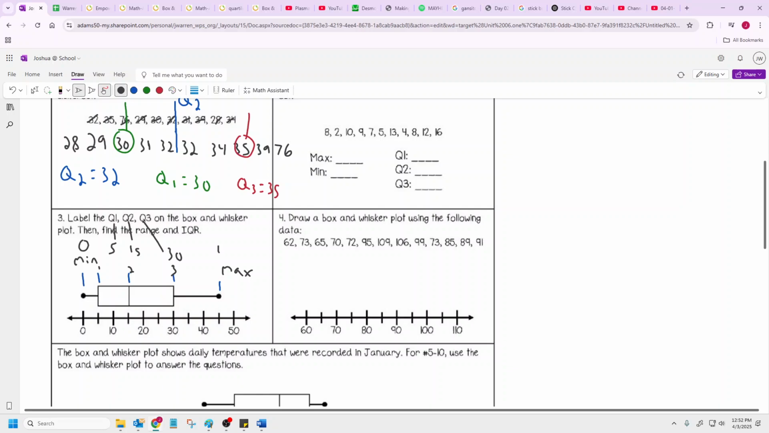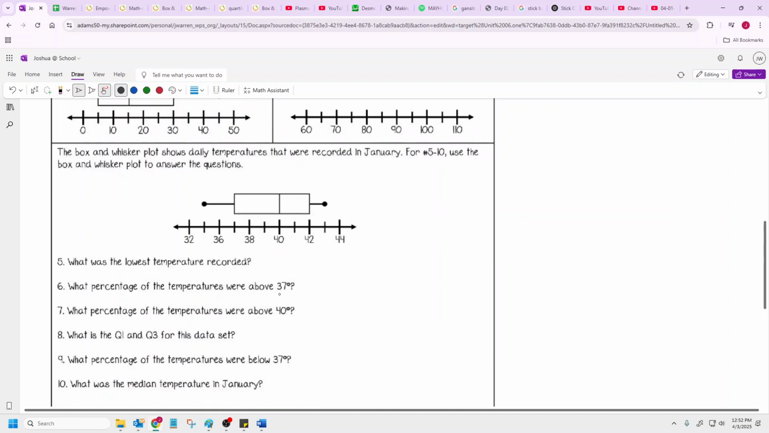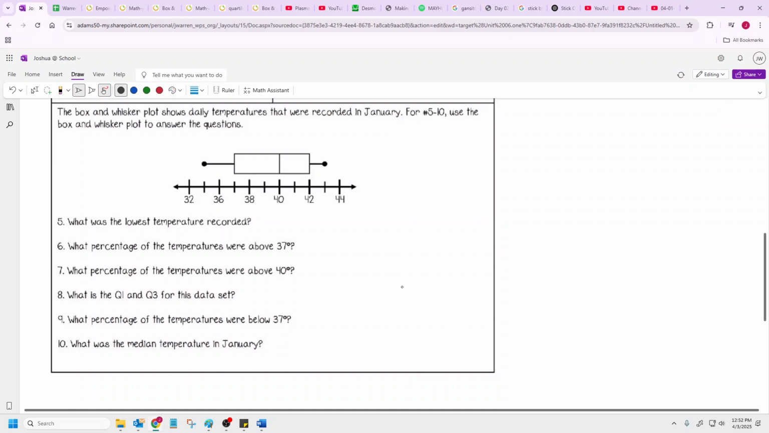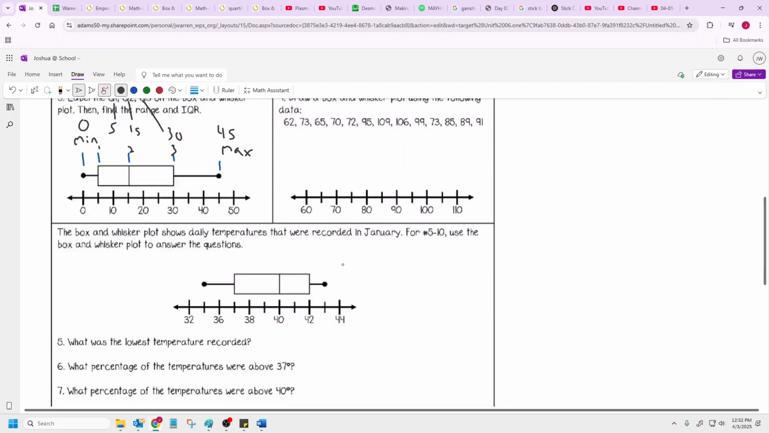Looks like it's 45. So that's how you do that. Then I'm going to take you down to this next one, and I'm going to help you answer these problems right now. I did this in class. So when you're ready, come back to this and I'll help you with this. Otherwise, make sure you finish your 1 through 4 and then 1 through 3 on the other part of the assignment.